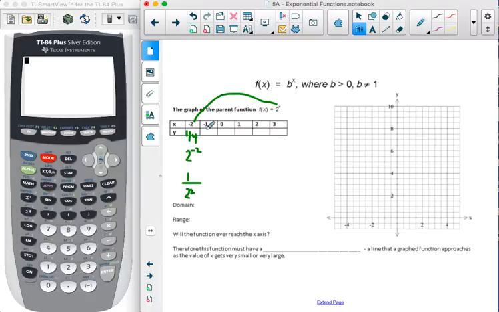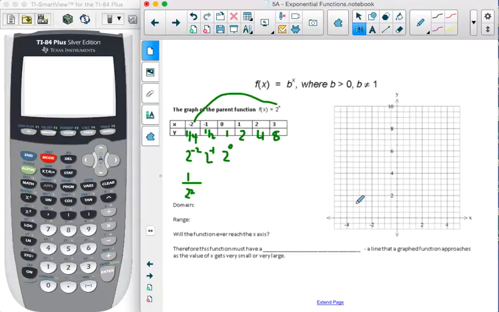All right, and if we raise it to the negative 1, 2 to the negative 1 will really be 1 over 2, so 1/2. And 2 to the 0 power. Any number to the 0 power we should remember is 1. Plug in 1, so 2 to the first power is 2. 2 squared is 4. 2 cubed is 8.